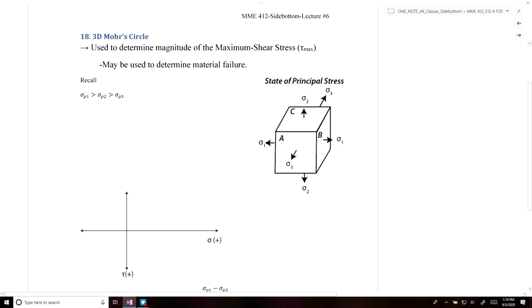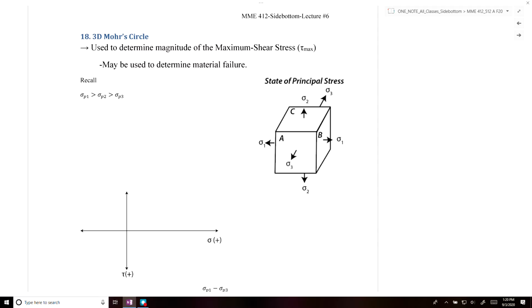So in this video, we're going to talk about a tool called the three-dimensional Mohr circle. A 3D Mohr circle is used to determine the magnitude of the maximum shear stress within a stress element. The maximum shear stress is important to know because you can use it to predict whether or not a material will fail under a given stress condition.